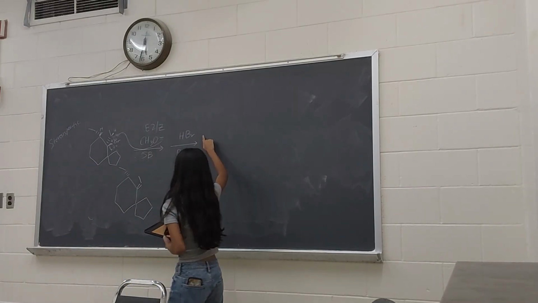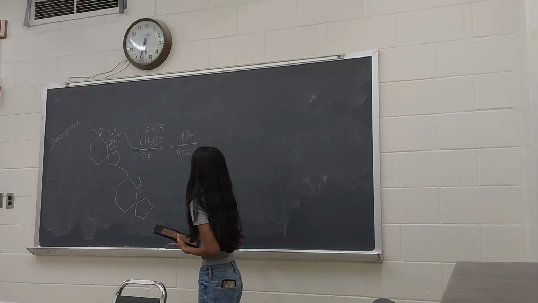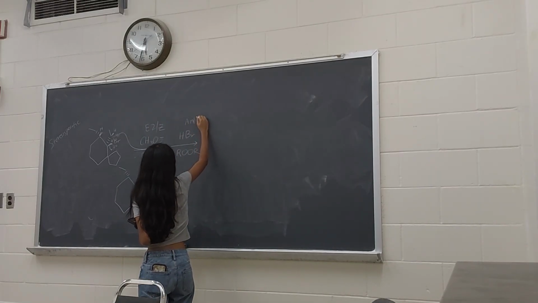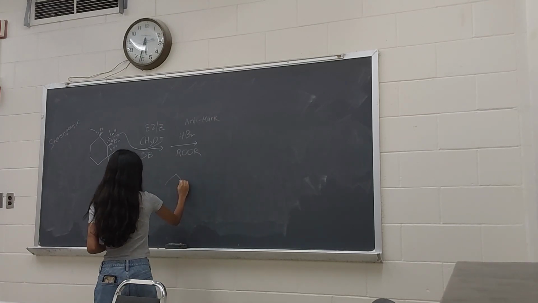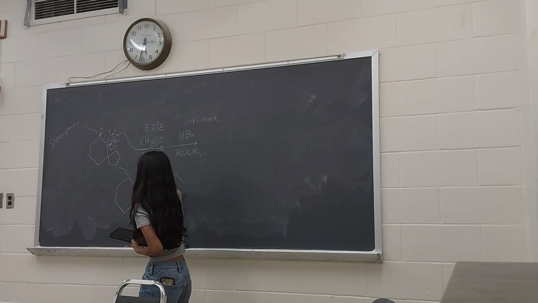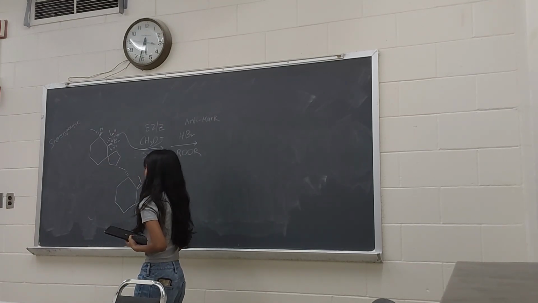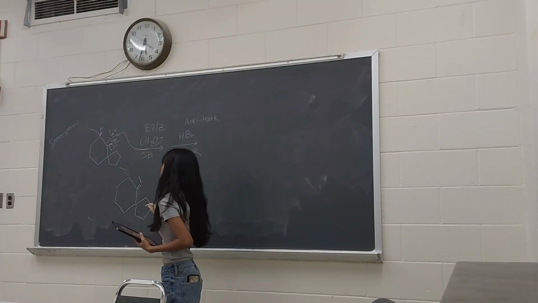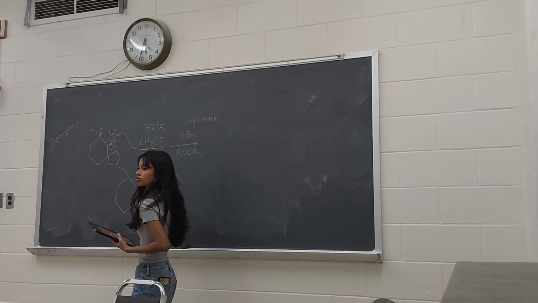And then what's this on the table? Anti-Markovnikov addition of VR. So is it gonna go here or here? If it's anti-Markovnikov, the VR is gonna go on the top side, right?